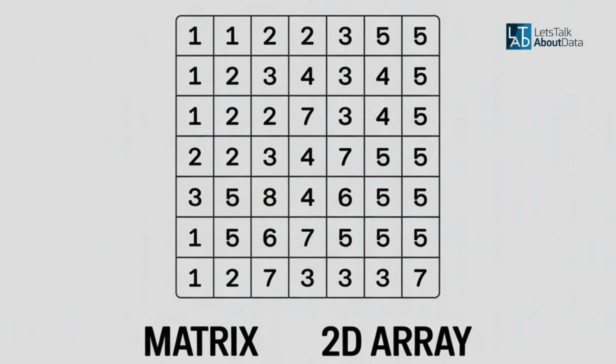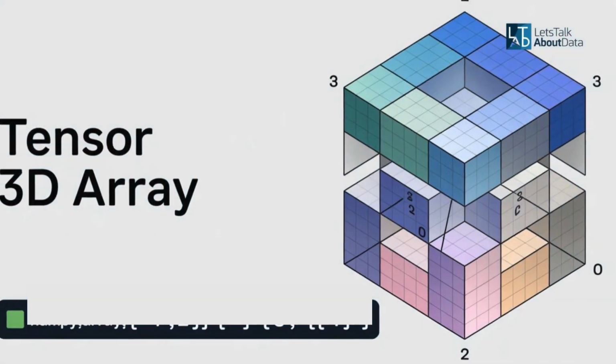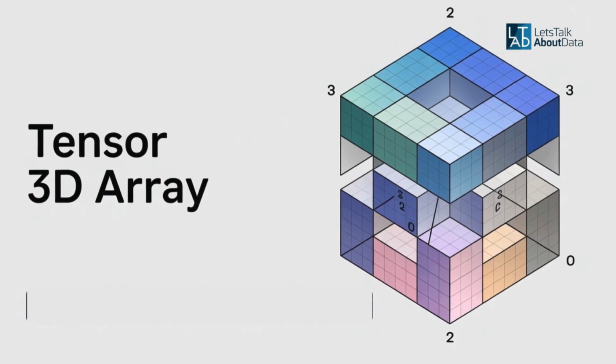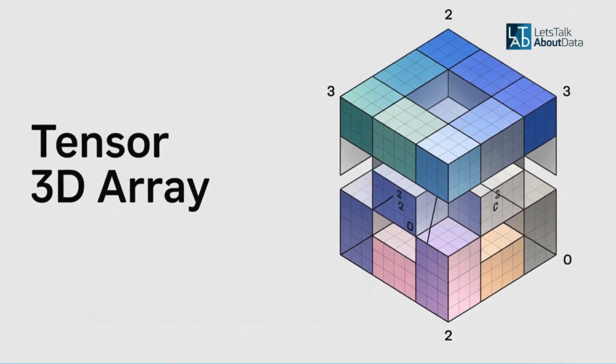columns are pixel columns. And where NumPy truly excels is going beyond 2 dimensions. A 3D array could represent a video, where the third dimension is time or color channel data, or it could represent a stack of images. In modern machine learning, these higher dimensional arrays are often called tensors. Think of the ndarray as your mathematical canvas.